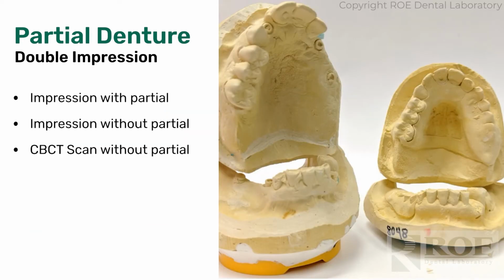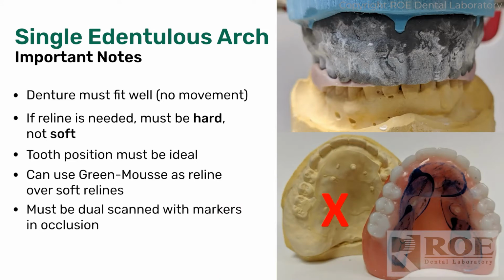If the opposing arch has a partial or a flipper, then please seat that when you are capturing the records for bite registration and for the photographs. We want to make sure we have the opposing partial in place. Okay, so that's photos, that's records as far as intraoral scans or models, and now we have the CBCT scan.